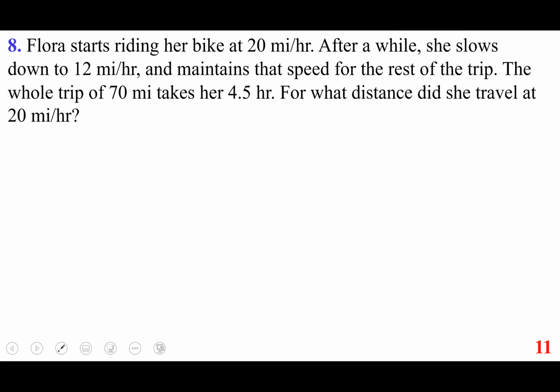Could somebody read number 8 for us, please? I can. Please. Flora starts riding her bike at 20 miles per hour. After a while, she slows down to 12 miles per hour and maintains that speed for the rest of the trip. The whole trip of 70 miles takes her 4.5 hours. For what distance did she travel at 20 miles per hour?